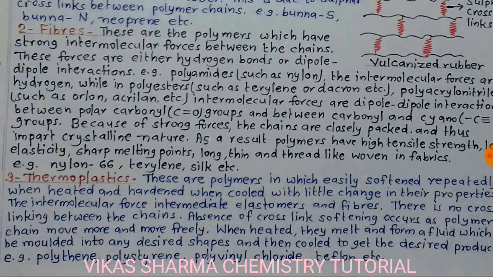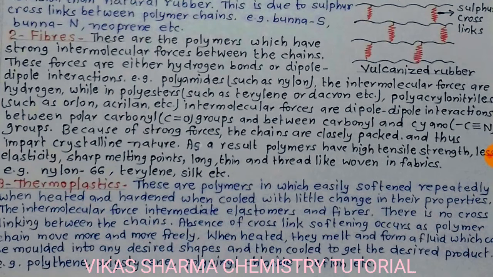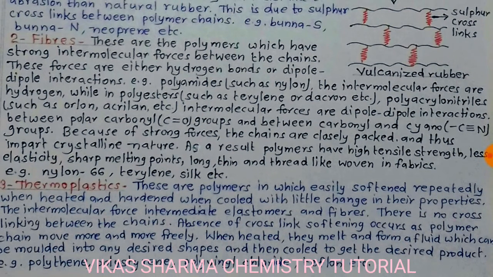These are polymers which have strong intermolecular forces between the chains. These forces are either hydrogen bonds or dipole-dipole interactions. Example: polyamides such as nylon. In Orlon, acrylon, etc., the intermolecular forces are dipole-dipole interactions between polar carbonyl groups and between the carbonyl group and the cyano group. Because of strong forces, the chains are closely packed and thus impart crystalline nature. As a result, the polymers have high tensile strength, less elasticity, sharp melting points, and are long, thin, thread-like, and woven into fabrics.